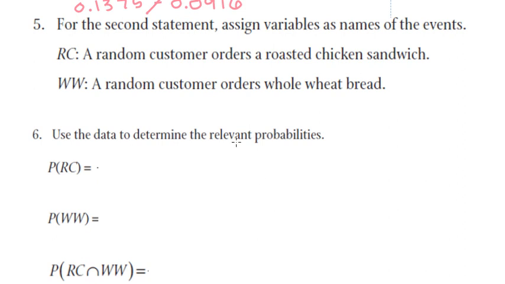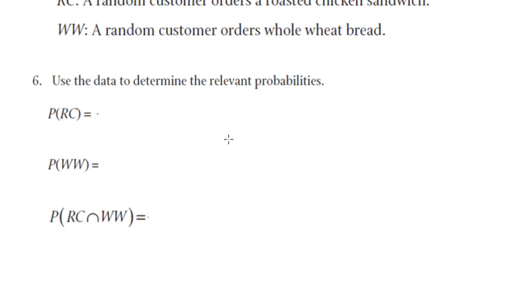So when I go to analyze the probabilities that I need here, the probability of RC, of the roasted chicken, that's 75 out of 320. The whole wheat is 112 out of 320. And then the probability of both, the chicken on whole wheat, was 26 out of 320.